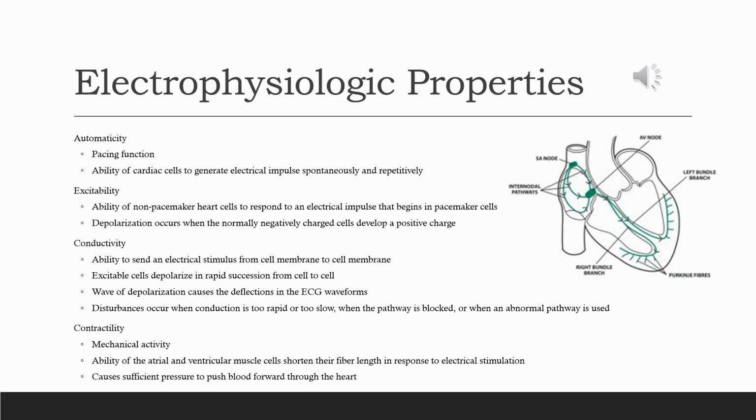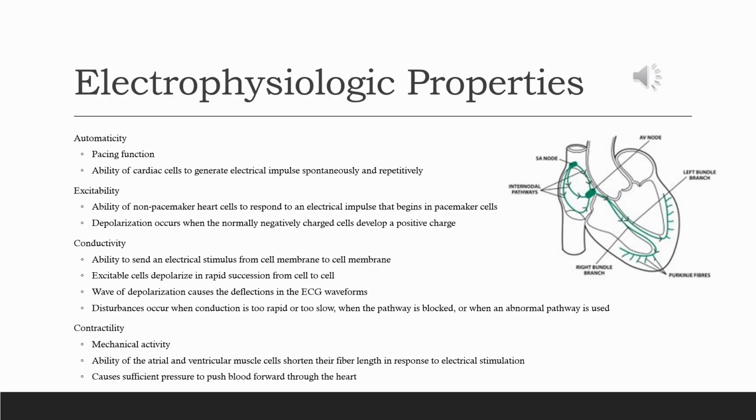So now let's talk about the electrophysiological properties of cardiac cells, which regulate the heart's ability to generate and transmit electrical impulses. These properties are very important for maintaining normal heart rate and rhythm. There are 4 key properties that allow the heart to function as an efficient pump.